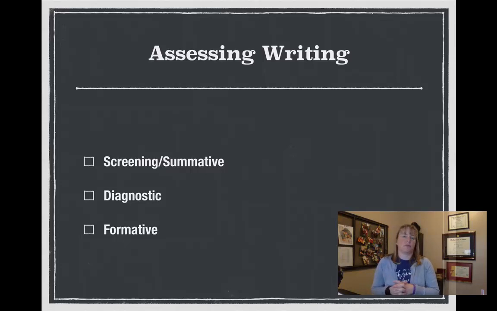And then formative can really be formal or informal. It's really there to determine if the student's responding to instruction and if their writing skills are improving. So formative can sometimes be on a daily basis, maybe on a weekly basis, on a monthly basis, those kinds of things.